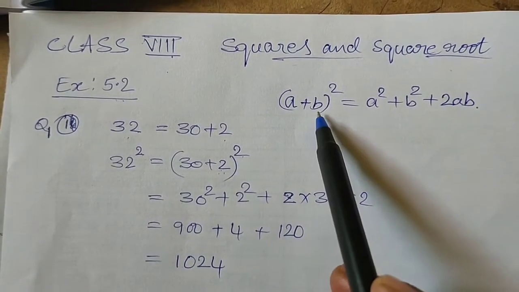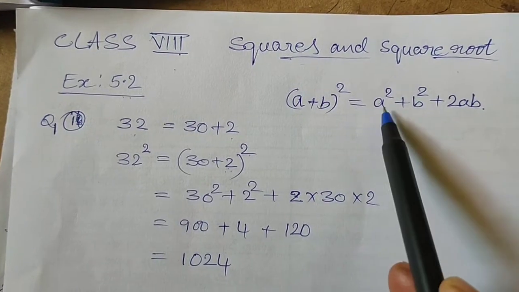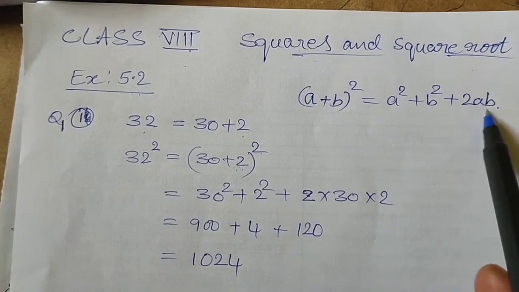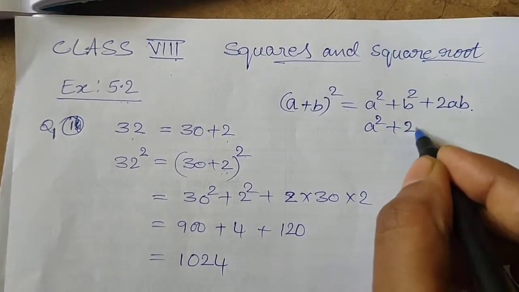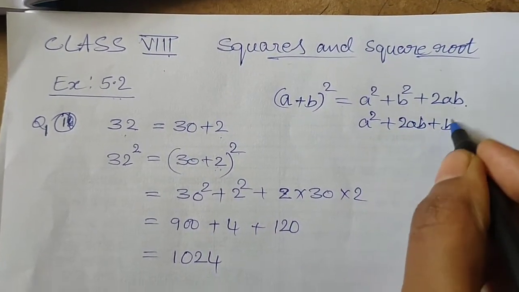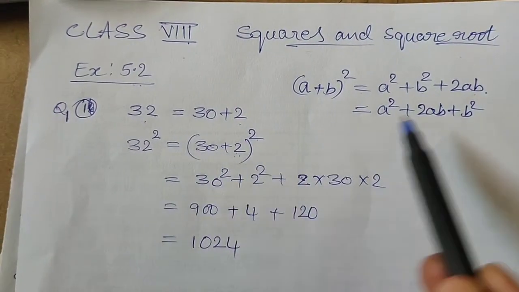What is the formula to find a plus b whole square? a plus b whole square is equal to a square plus b square plus 2ab, or it can be written as a square plus 2ab plus b square. Both are the same. So now we can apply this formula.